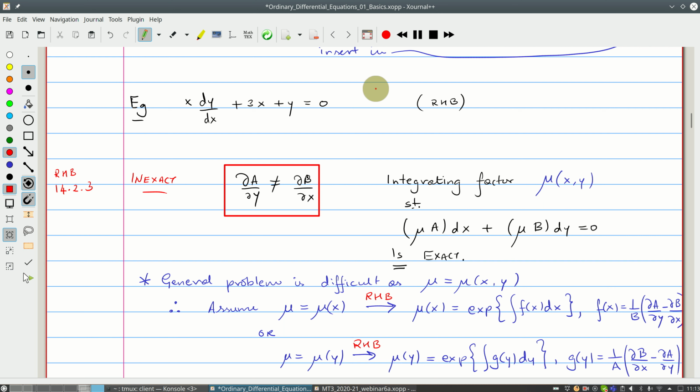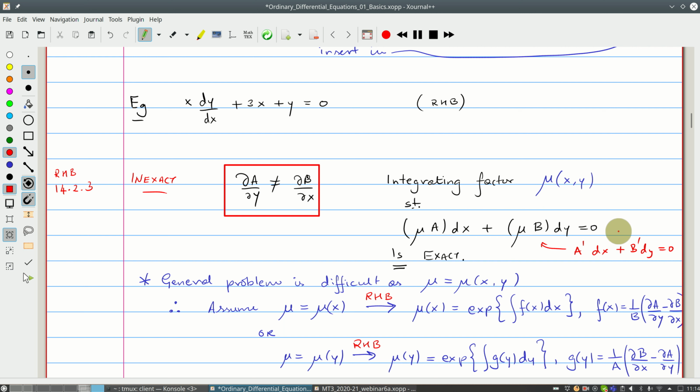Here, and once again the details are provided in the book, we introduce an integrating factor mu of x and y. The idea is that we choose mu to make our differential equation exact. So if we multiply our differential equation by mu, we have mu times a dx plus mu times b dy, and you could call this a prime dx plus b prime dy is equal to 0. Then the idea is that this equation is going to be exact.